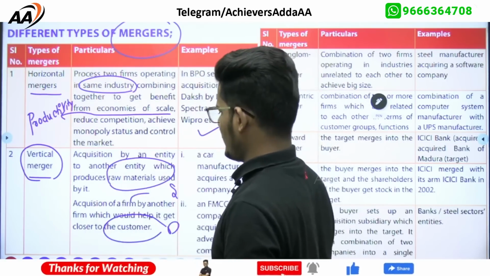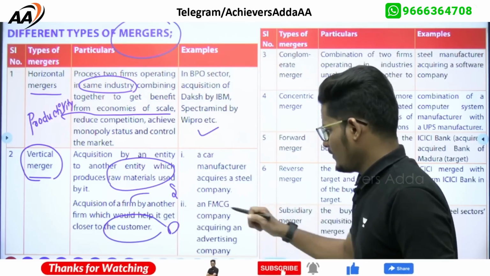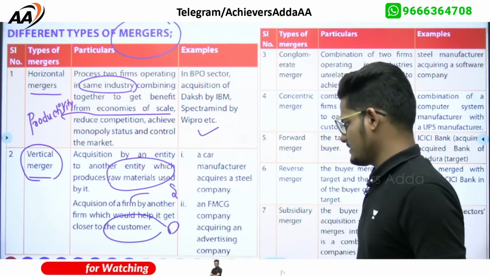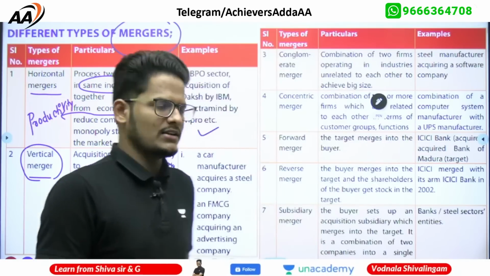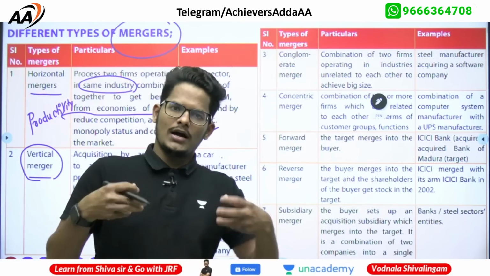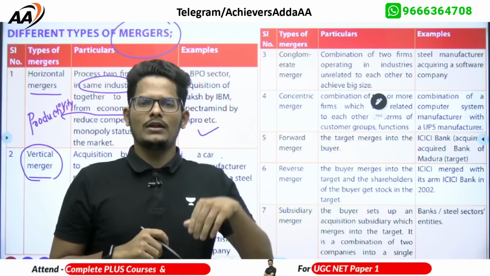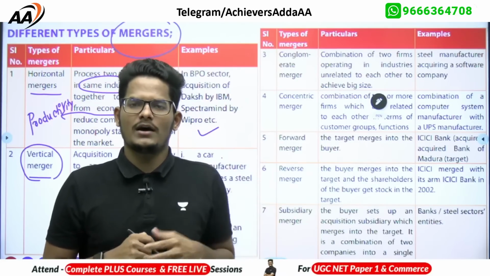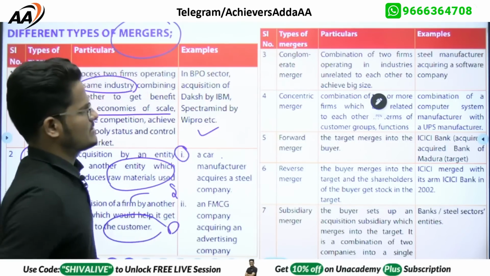So if I can take an example here, a car manufacturer acquires a steel company. An FMCG company acquires an advertising company. Why? Because an FMCG product requires advertising, mass advertising is required. A car manufacturer requires spare parts. So the car manufacturer will make a deal or a merger with whoever will sell or manufacture the spare parts. So like that, vertical merger.